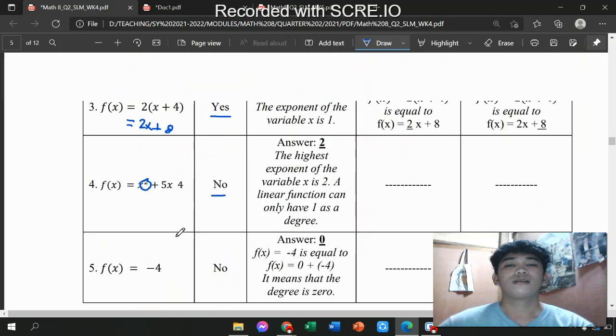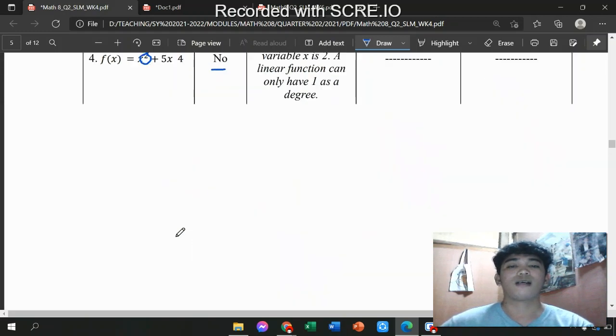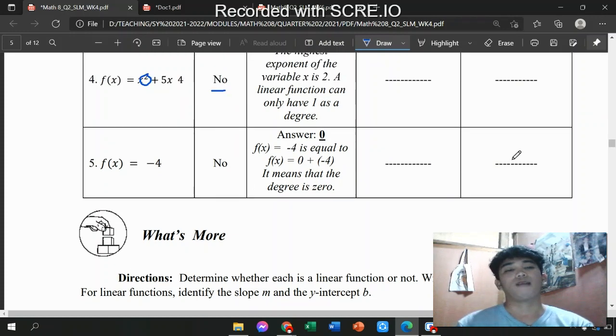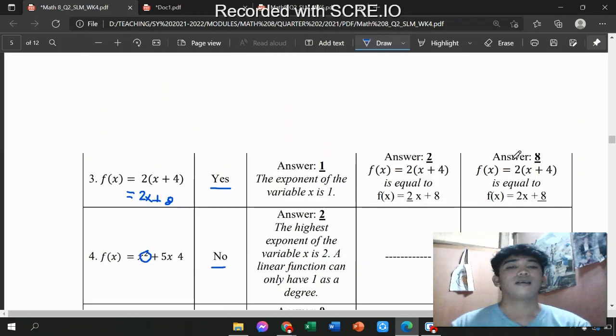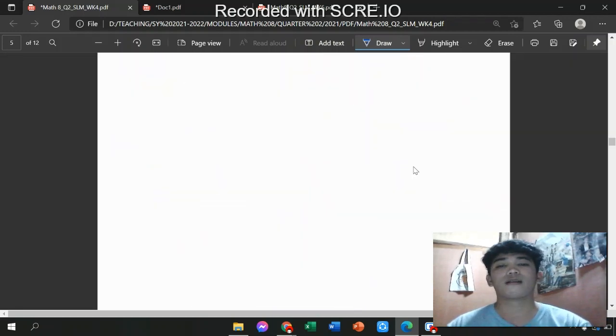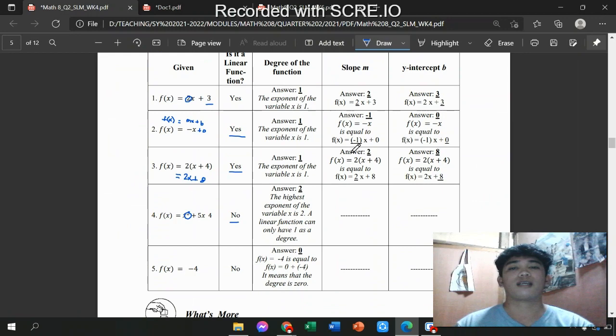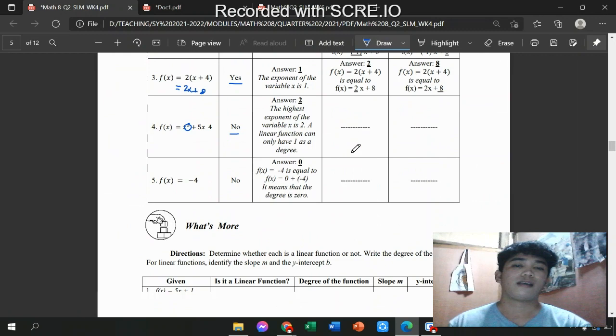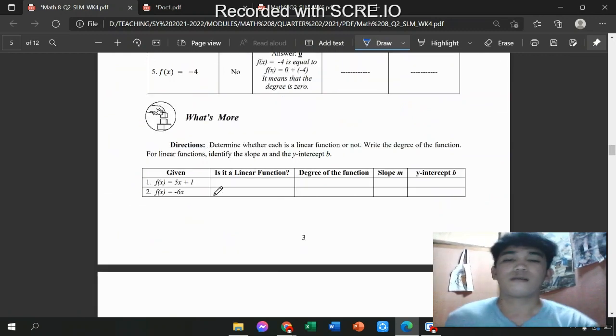Then, ang atong degree is 0. Kay wa may x. Wala may x nga naay exponent. So, ang atong degree is 0. Then, wala siya slope o wala siya y-intercept. So this is how you determine whether a given function is a linear function or not. Then you have here practice exercises. You may answer this para ma-practice mo og identify a linear function.